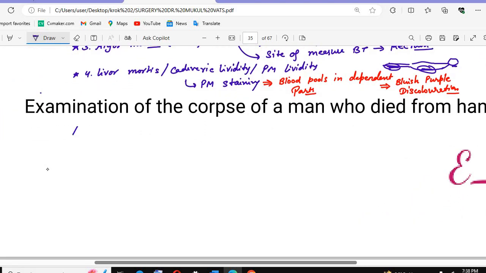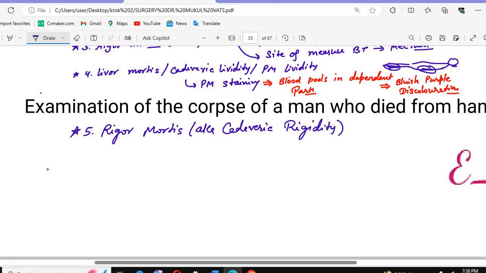After that, the fifth one we will see is rigor mortis. Rigor mortis is also known as cadaveric rigidity.